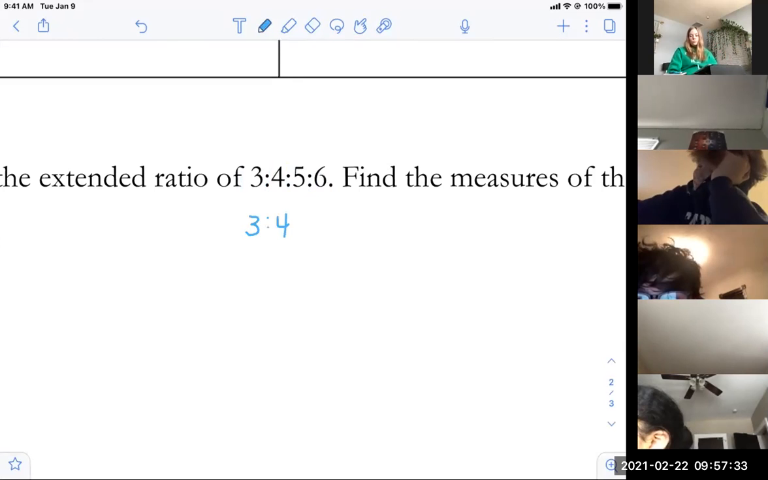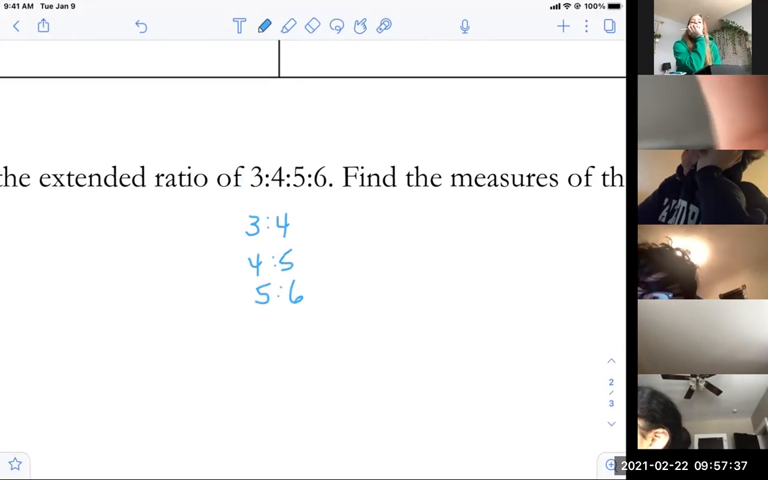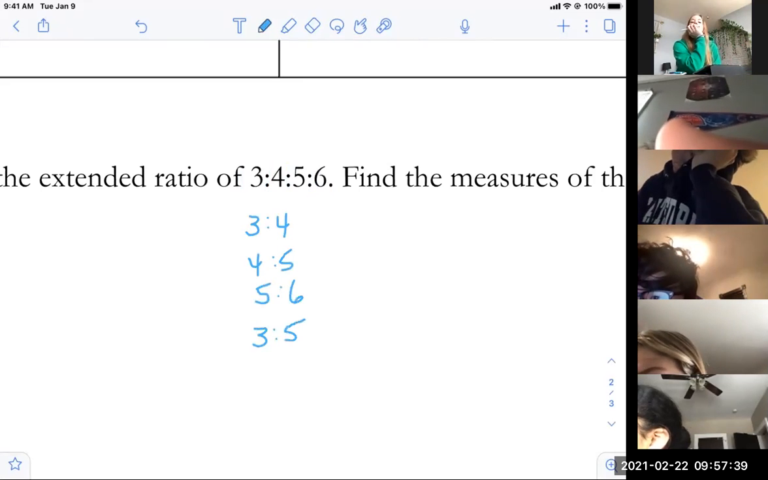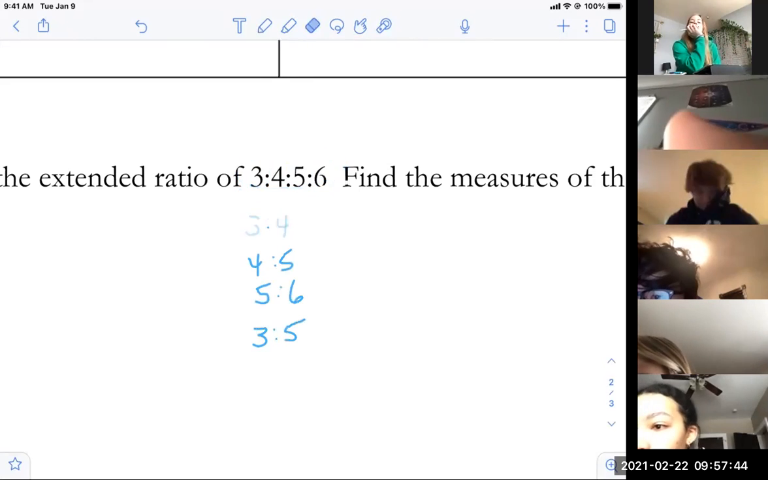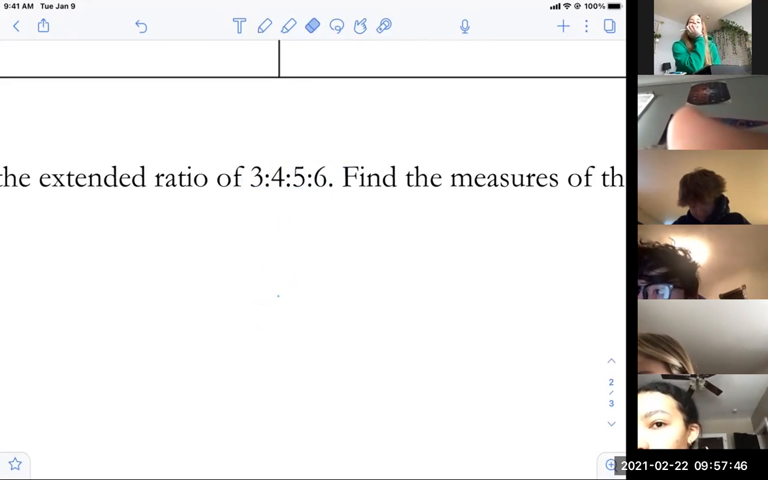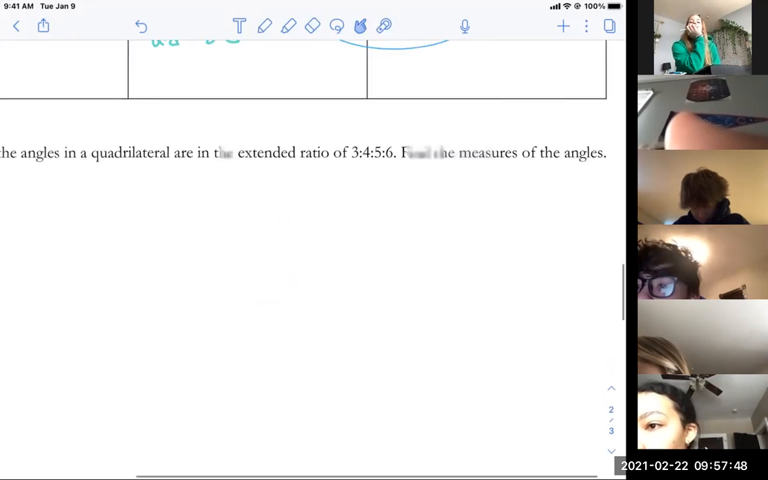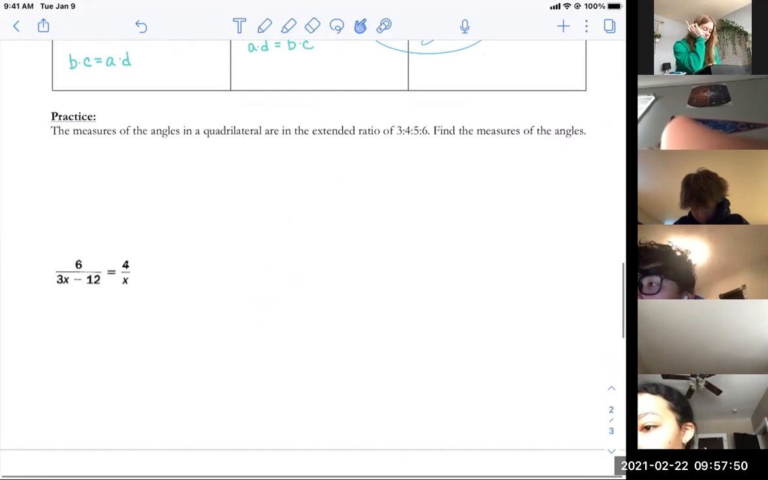So that means 3 is to 4, and 4 is to 5, and 5 is to 6, and 3 is to 5. Like all of those ratios are kind of jammed together into one. Okay, that's called an extended ratio. So we're going to treat that similarly to how we did the triangle problem up above that had the x in it. Okay, I need an equation.